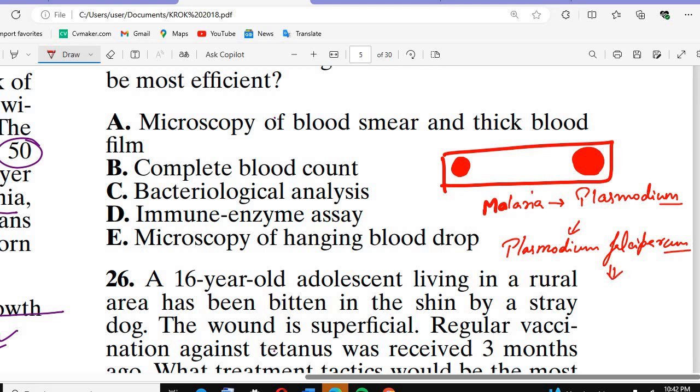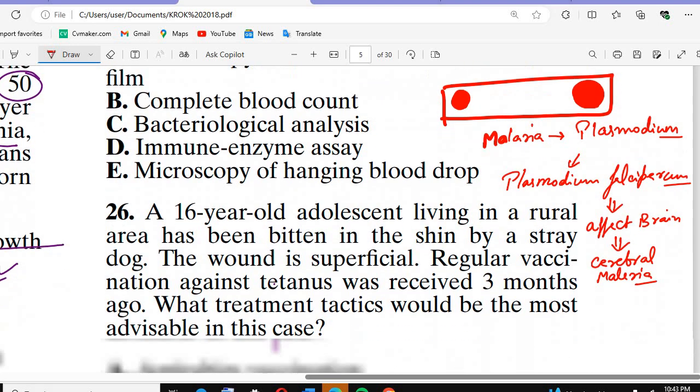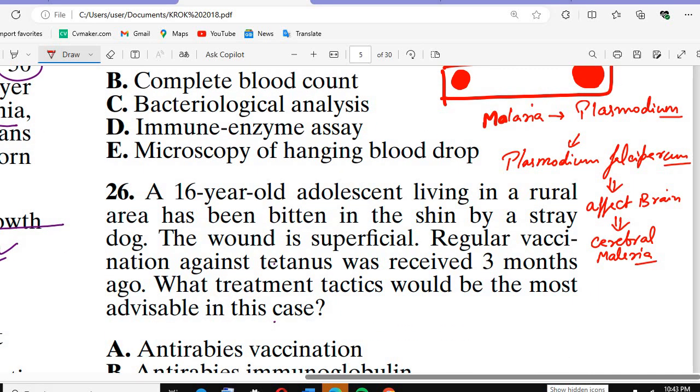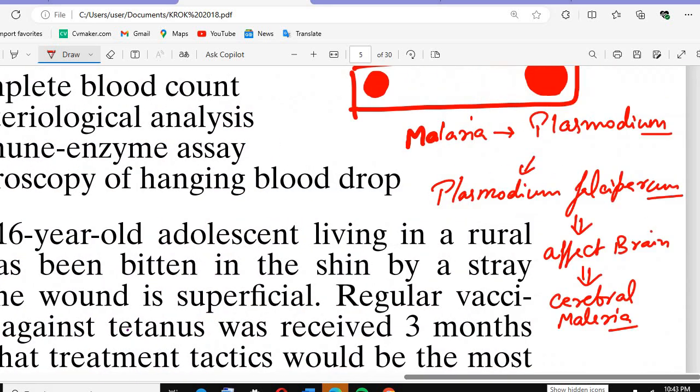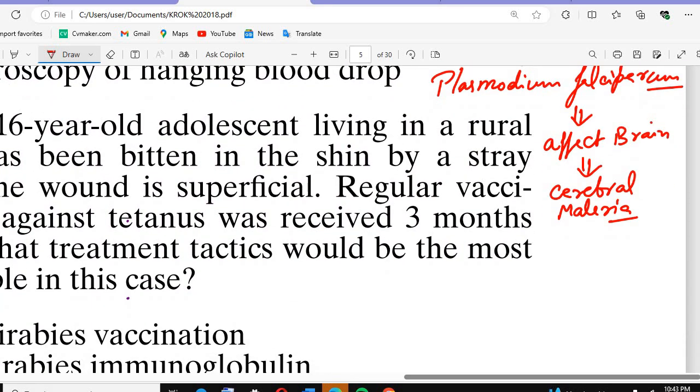It will affect the brain. In the brain, we call this condition cerebral malaria. In cerebral malaria, remember, when you look microscopically, you will see the smoky gray brain.